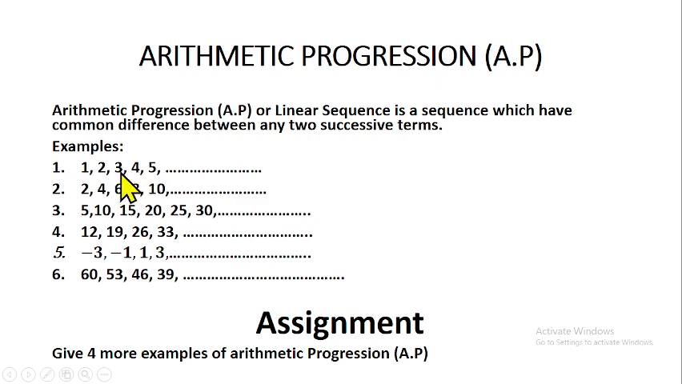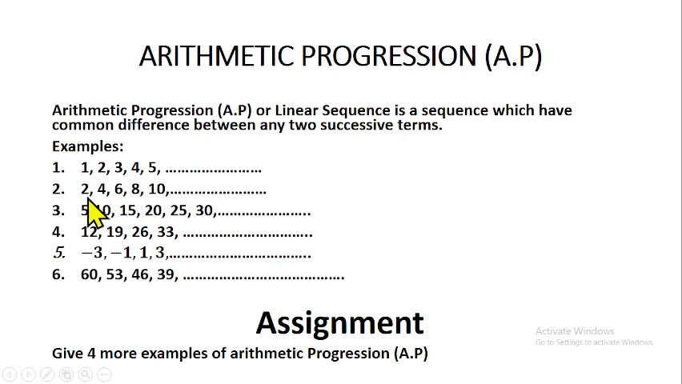4 minus 3? That is 1. 5 minus 4? That is also 1. So you can see that there is a common difference between any two successive terms of this sequence. That means this sequence belongs to arithmetic progression, AP. Even if you are not told, you should be able to know that it belongs to arithmetic progression.